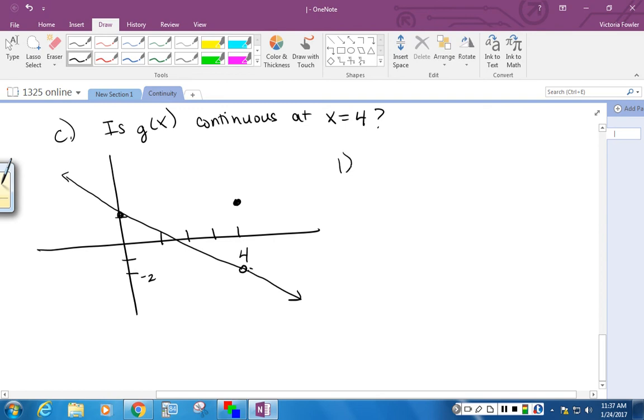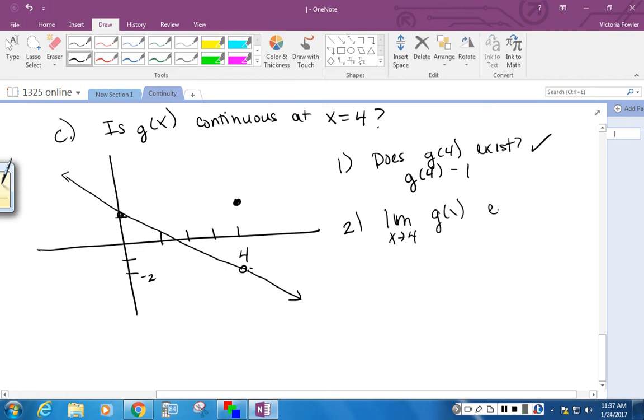The first condition I'm checking is, does g of 4 exist? I look at my graph. When x is 4, there is indeed a function value, g of 4 is equal to 1. Okay, first condition passed. The second condition says that I'm going to check to see if the limit as x approaches 4 of our function g exists.